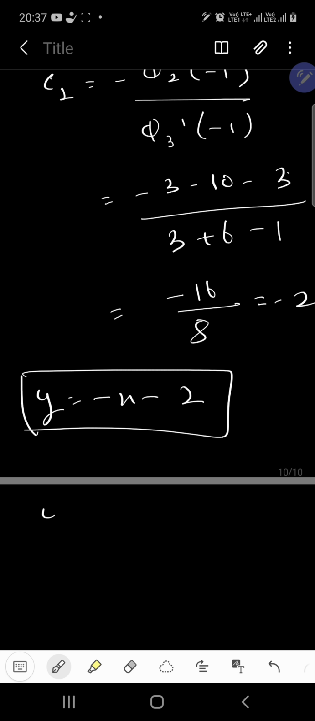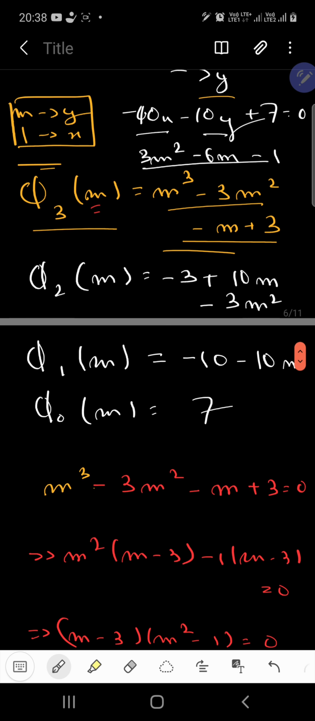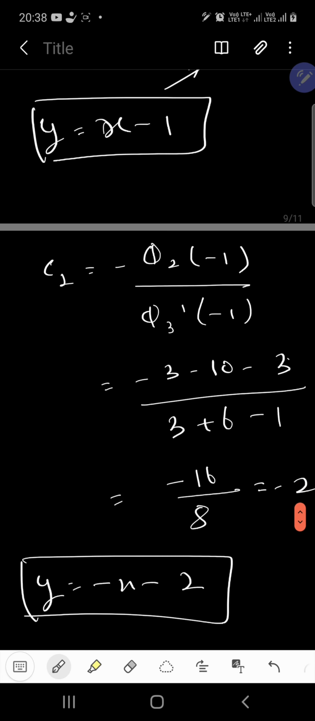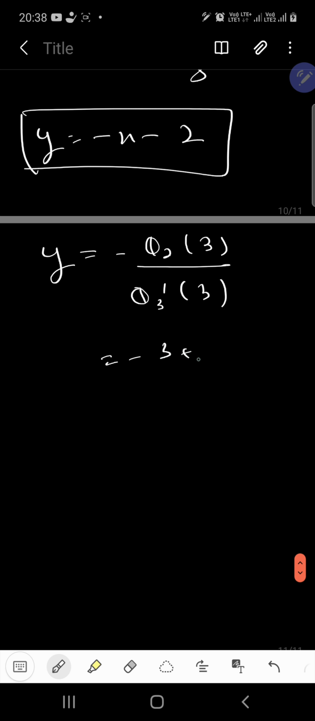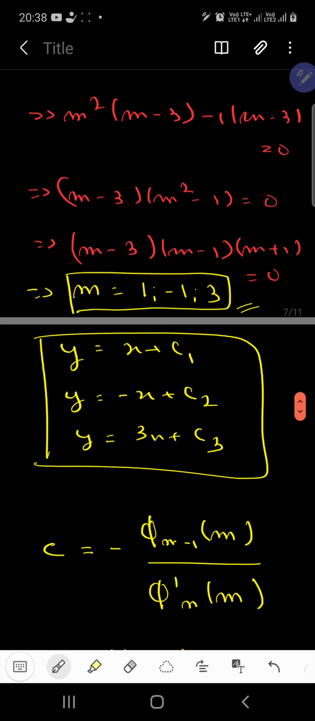So finally we come to the equation of the third asymptote, which is minus phi 2 3 over phi 3 dash 3. Your phi 2 was this one. So this becomes minus 3 plus 30 minus 27, and we can find that the top portion becomes 0. So you're not to worry anymore about the bottom, but your phi 3 dash 3 should not be 0.